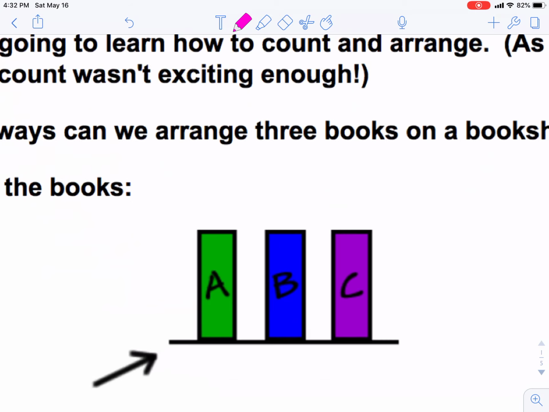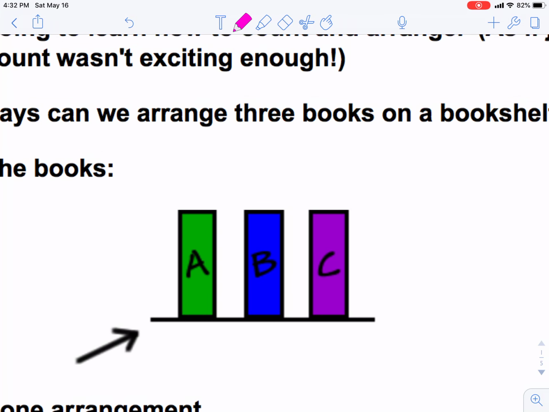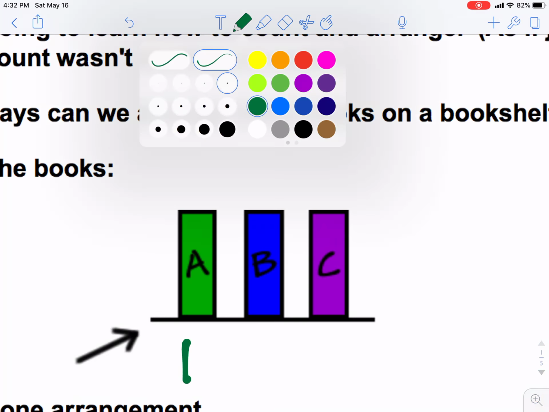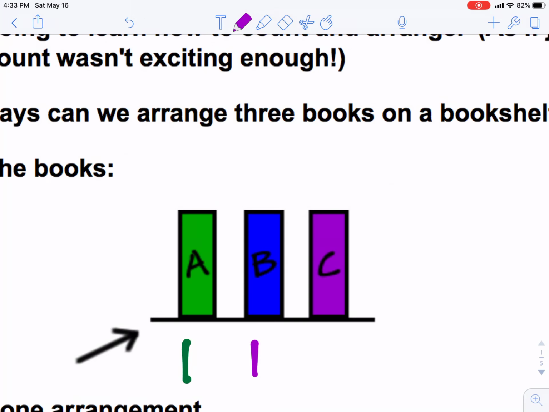Well, here we go. We've got a green book, a blue book, and a purple book. Now, if I kept the green book first, and then put the purple book second, and then put the blue book third, is that a different order? You better believe it. Right? Green, blue, purple is different than green, purple, blue. Right? So how many different ways can we arrange this?